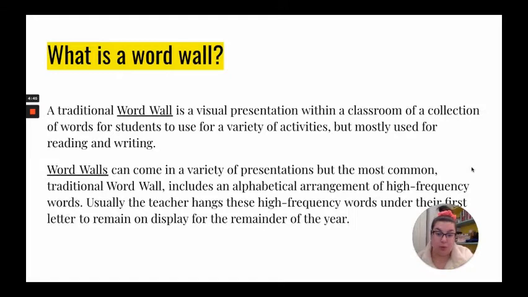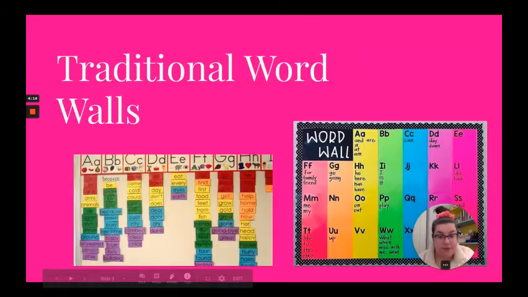A traditional word wall is a visual presentation within a classroom of a collection of words for students to use for a variety of activities, but mostly this is used for reading and writing. Word walls can come in a variety of presentations, but the most common traditional word wall includes an alphabetical arrangement of high frequency words, also known as sight words. Usually the teacher hangs these high frequency words under their first letter to remain on display for the remainder of the year. So I have an example of some traditional word walls.